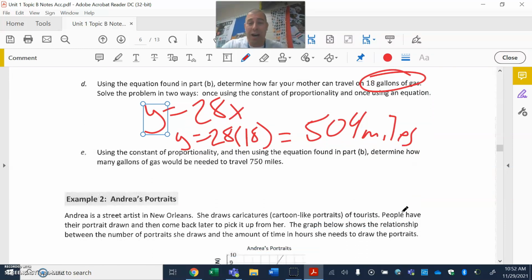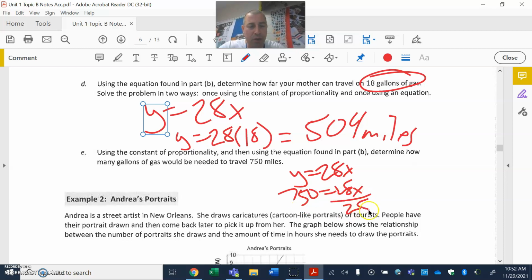All right. So y equals 28x. How many gallons go to 750 miles? We saw the miles was our y from our table, and that's why we like to label our table up top there, because we can go right back up to it, plug it in, and then we're solving our one-step equation. So 750, and we're going to divide that by 28.